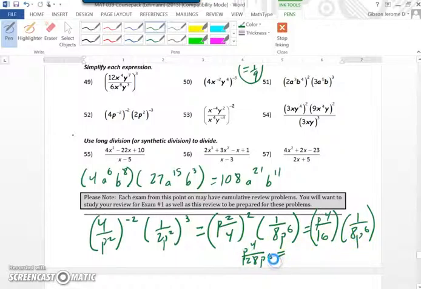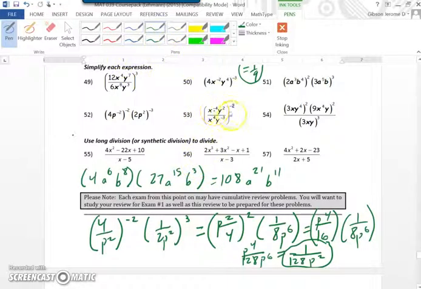Now p to the 4th divided by p to the 6th, we know that's going to leave a p to the 2nd in our denominator. So it'll be 128p to the 2nd in our denominator. And since the p to the 4th is gone from our numerator, this will leave it as 1. So it'll be 1 over 128p to the 2nd power. Okay, now, for problem 53.